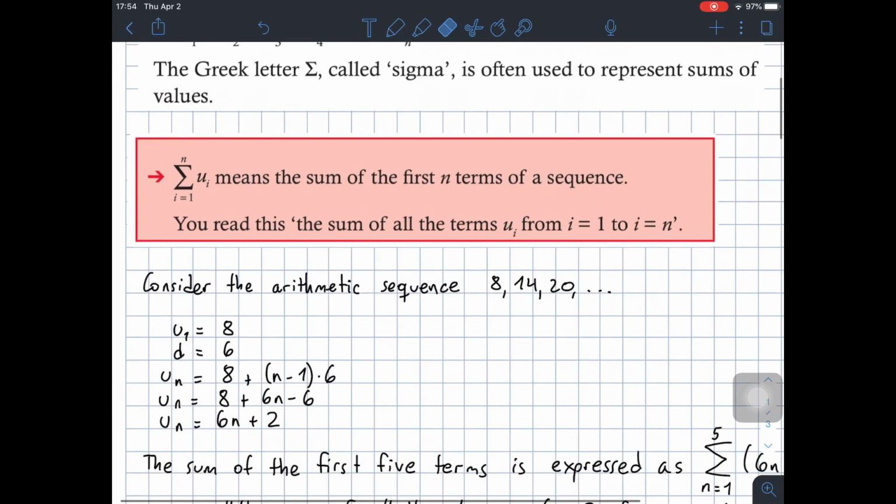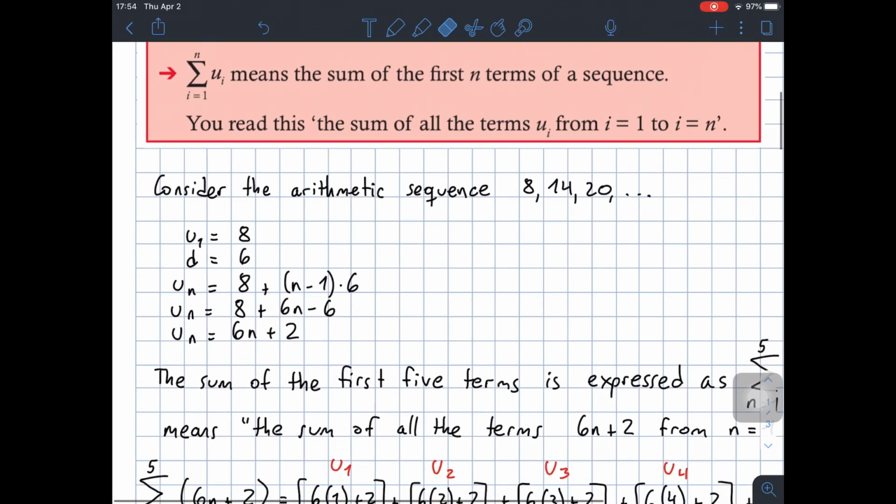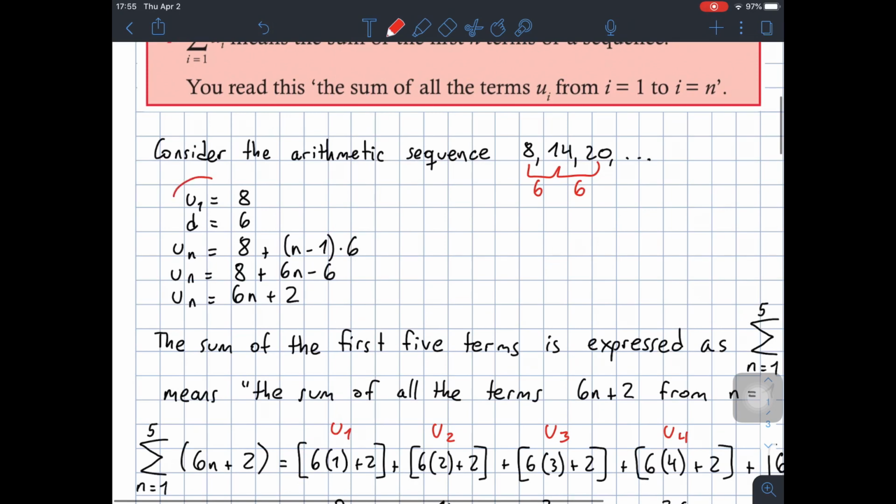So let's see an example. It says consider the arithmetic sequence 8, 14, 20, and so on. I already told you that this is an arithmetic sequence, so there should be a common difference between the terms. If you find the common difference, in this case, it will be 6, right? 14 minus 8 is 6. 20 minus 14 is also 6. So U1, the first term, is 8 in this case, and the common difference is 6.